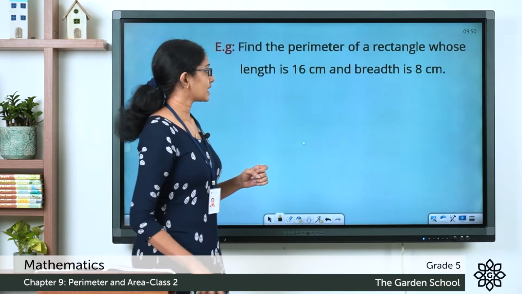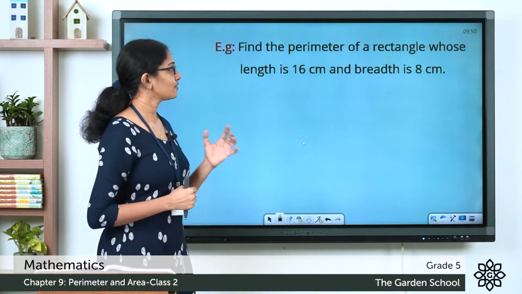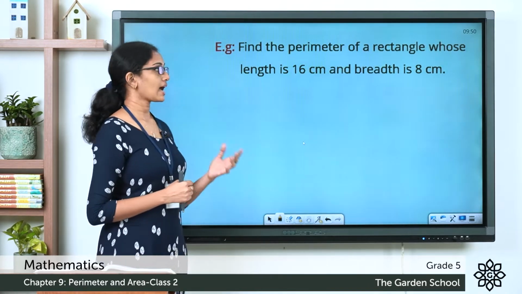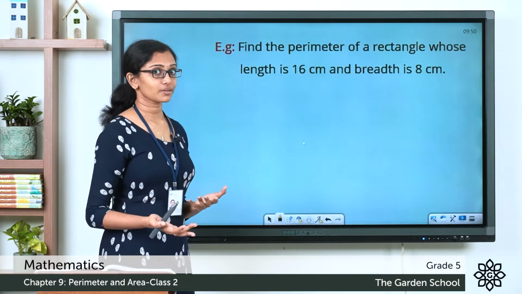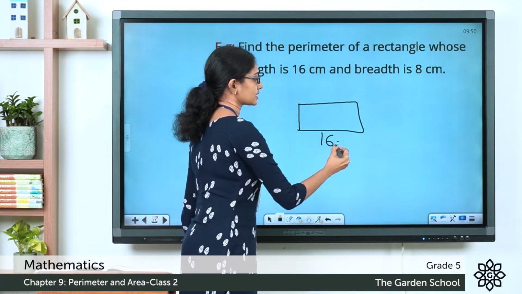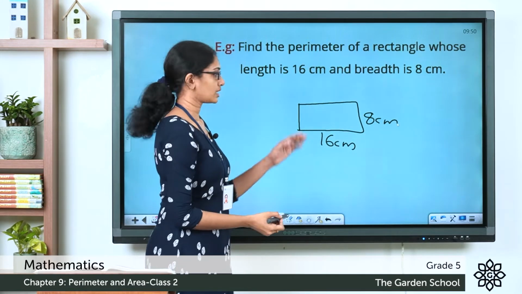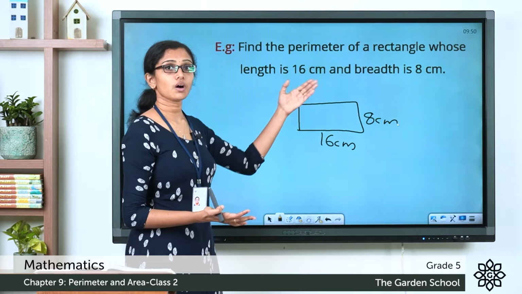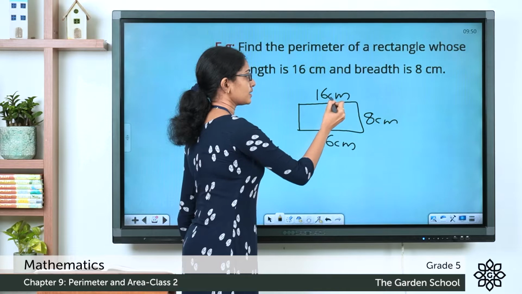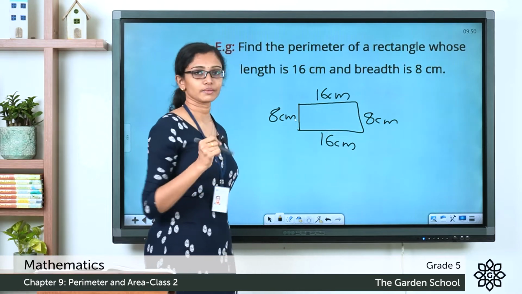Now, let's see some examples of how to find out the perimeter of a rectangle. You've got a question here. Find the perimeter of a rectangle whose length is 16 centimeter and breadth is 8 centimeter. So, what is the question? You have a rectangle, and the length is 16 centimeter and the breadth is 8 centimeter. A rectangle has sides which are equal on opposite sides. So, 16 centimeter here, here also it would be 16 centimeter, and 8 centimeter here, and here also it would be 8 centimeters.